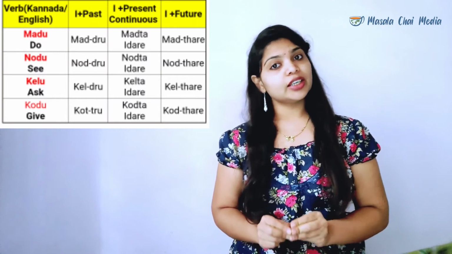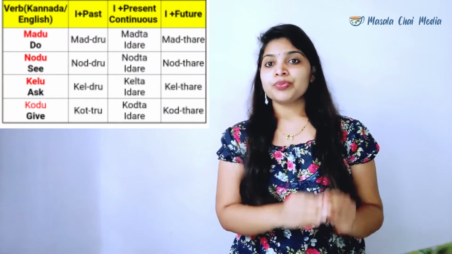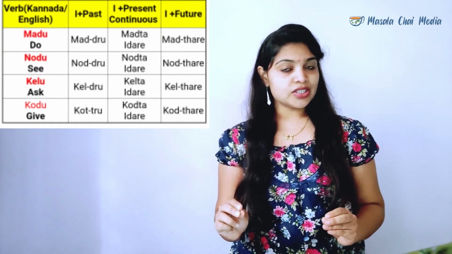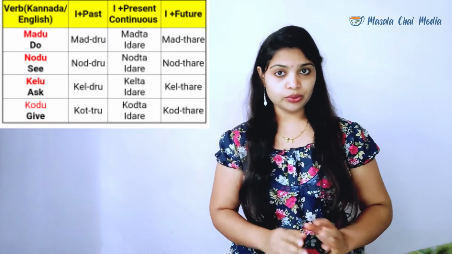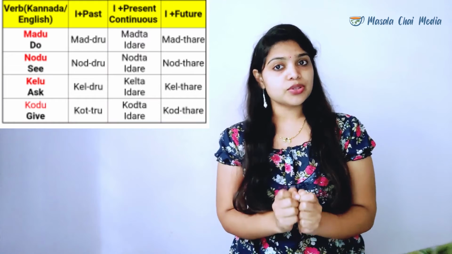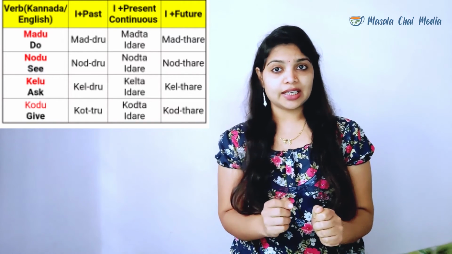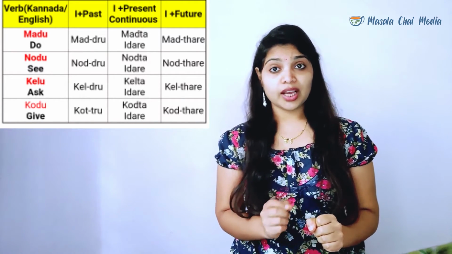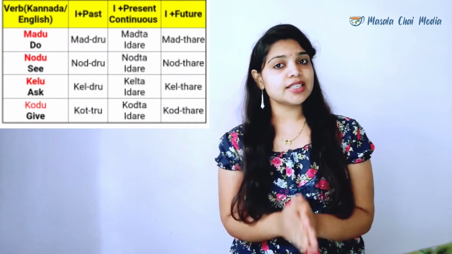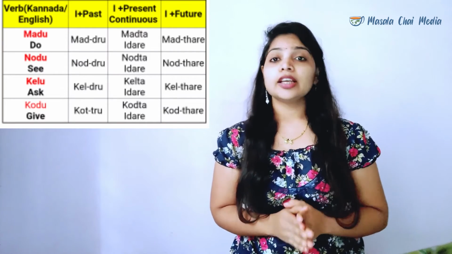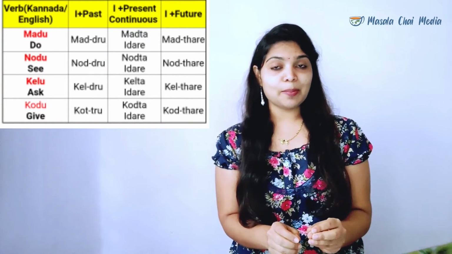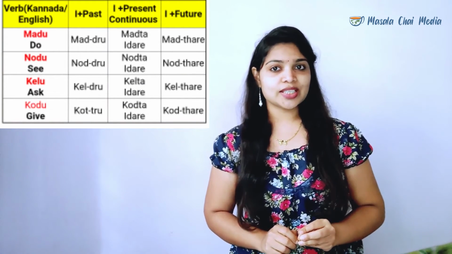ಕೊಡು becomes ಕೊಟ್ರು. ಕೊಡ್ತಾ ಇದ್ದಾರೆ. ಕೊಡ್ತಾರೆ. If you observe, the past tense ends with dru: ಮಾಡಿದ್ರು, ನೋಡಿದ್ರು, ಕೇಳಿದ್ರು, ಕೊಟ್ರು. In present continuous tense, it becomes idare: ಮಾಡ್ತಾ ಇದ್ದಾರೆ, ನೋಡ್ತಾ ಇದ್ದಾರೆ, ಕೇಳ್ತಾ ಇದ್ದಾರೆ, ಕೊಡ್ತಾ ಇದ್ದಾರೆ. And in future tense, it becomes ತಾರೆ: ಮಾಡ್ತಾರೆ, ನೋಡ್ತಾರೆ, ಕೇಳ್ತಾರೆ, ಕೊಡ್ತಾರೆ. So it seems simple. Let's make some sentences using these verbs.